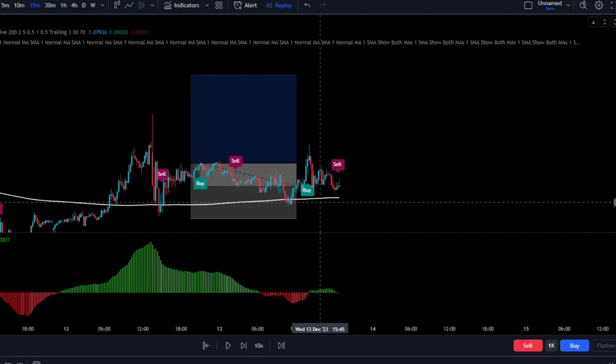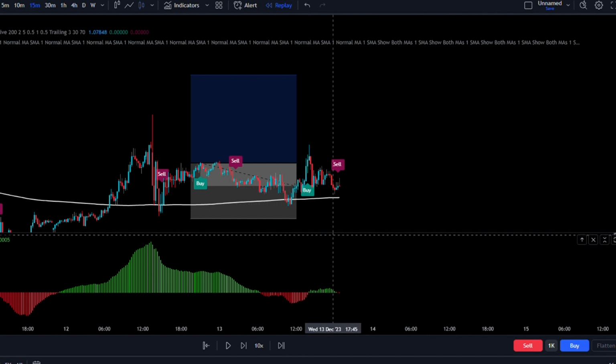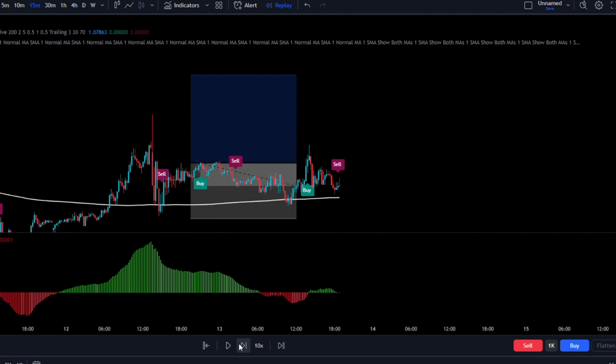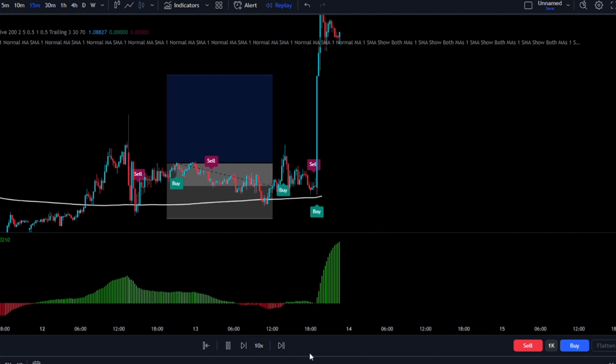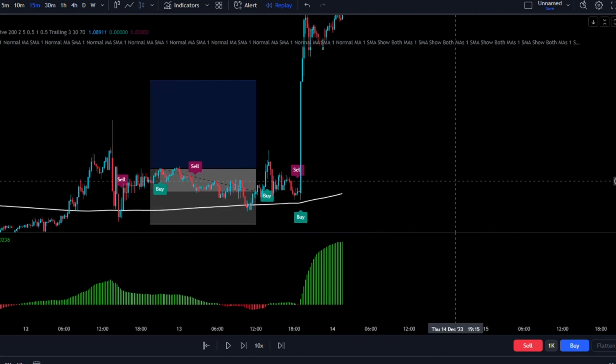As we can see here, there's another buy signal printed, but we would not be taking this trade because the histogram was colored in red. Okay, so the TP has been hit. Let's go and take a look at another long example.